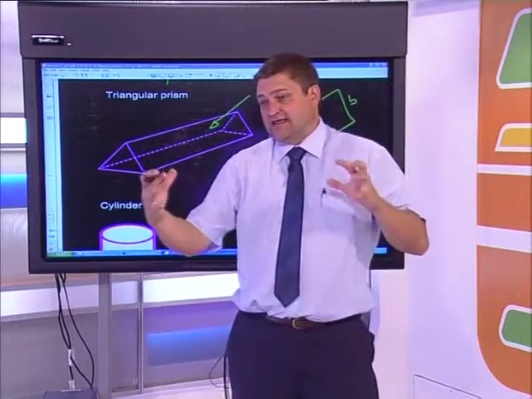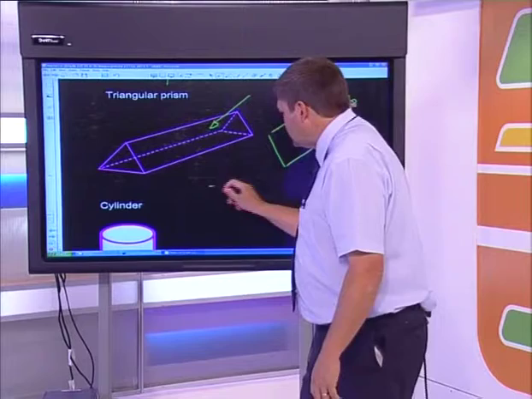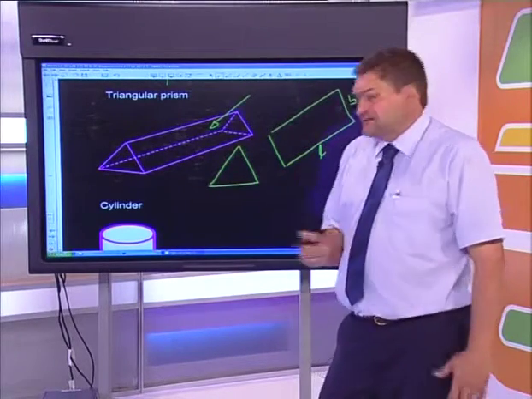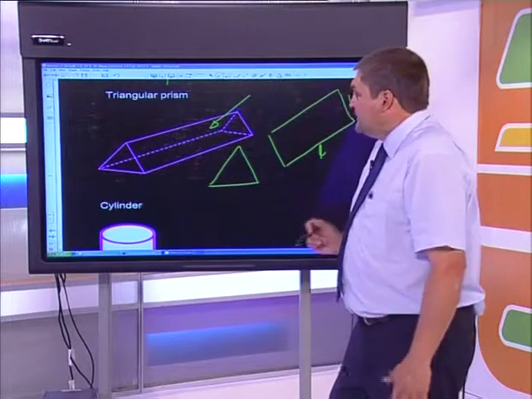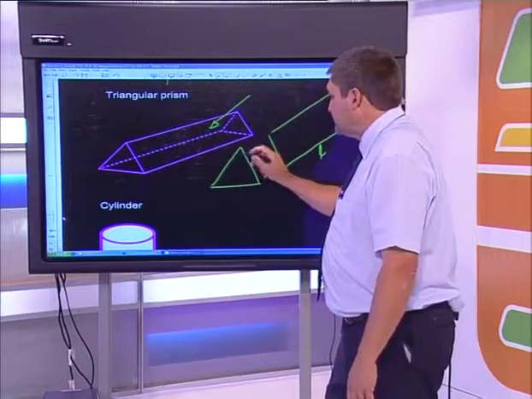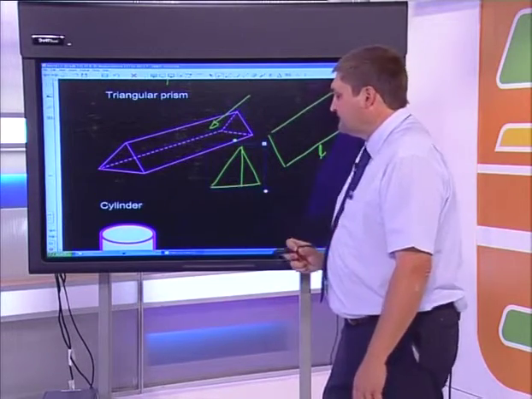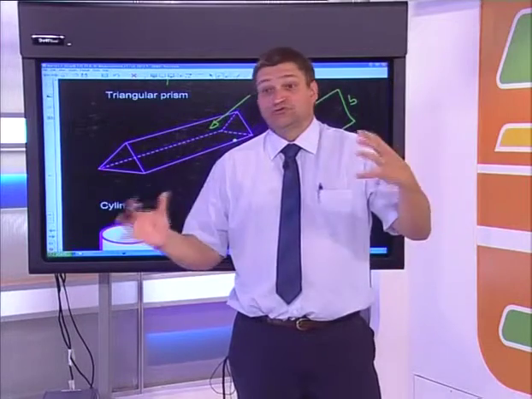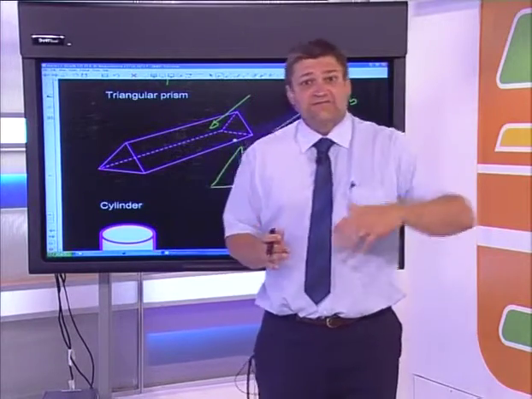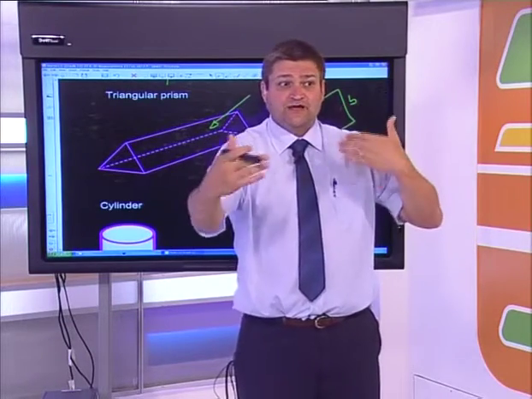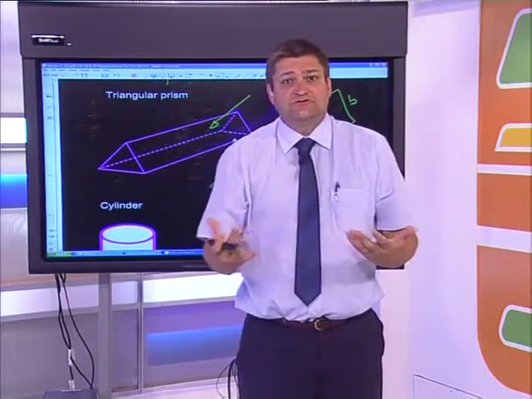Now just the ends. If I look at that end, what do I have? I have a triangle. Now just find the area of the triangle. And the area of the triangle is half the base times the perpendicular height. Okay, so once we found that, we times it by 2 because there are 2 of them. Then guys, I'm going to add up the 3 rectangles and add up the 2 triangles on the end. And I found the surface area.